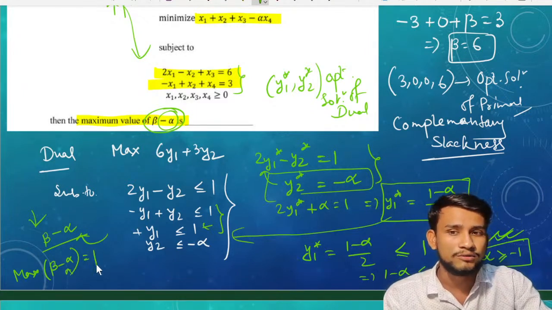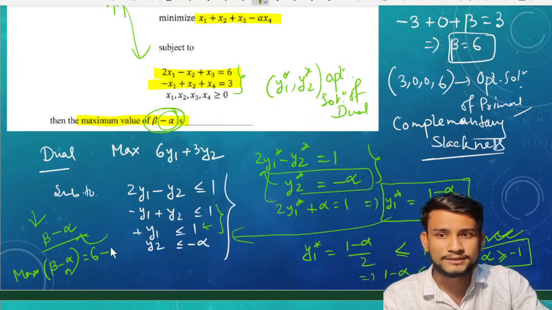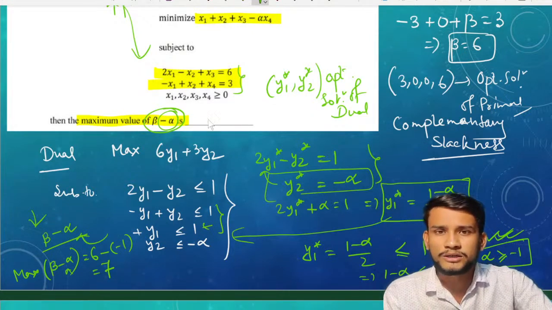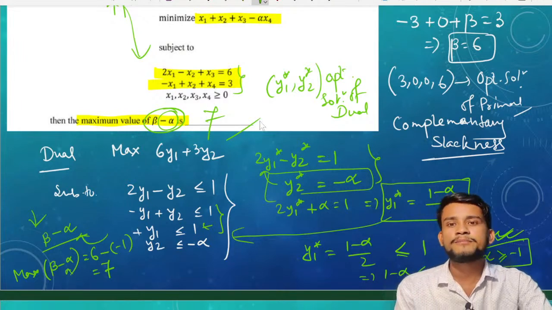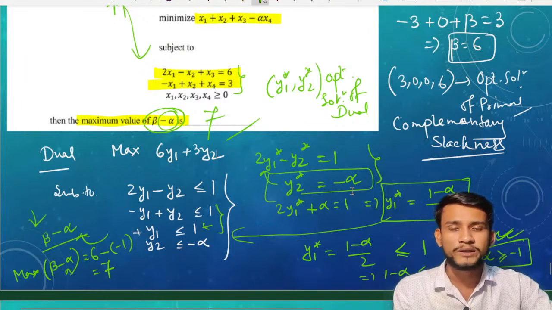So this is equal to beta minus alpha, where the value of beta is 6 minus of minus 1. Okay, so this is equal to 7. I think the correct answer is 7. Okay, so this is 7. So this is the complete solution of the GATE 2022 mathematics LPP section.